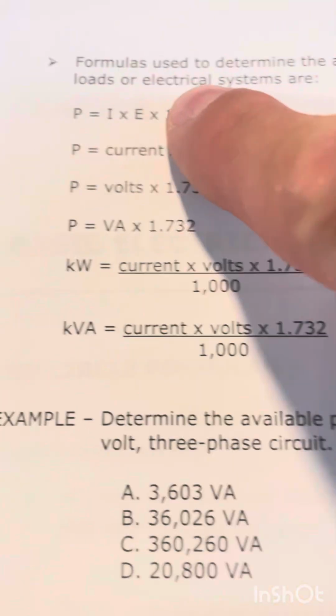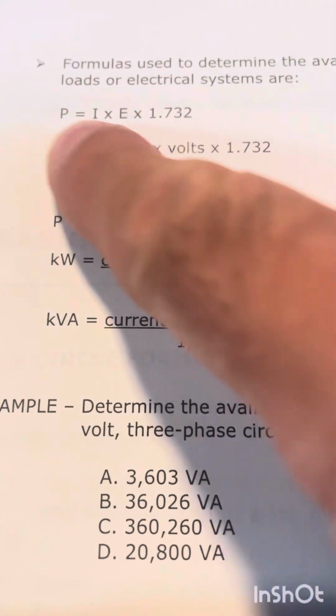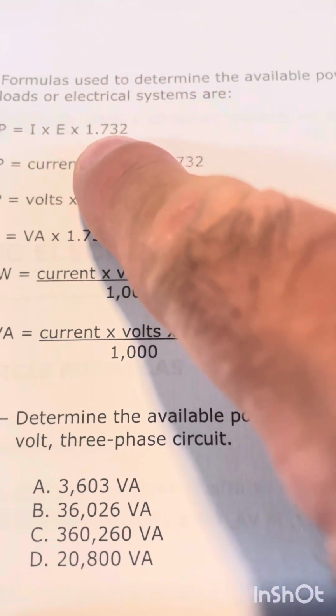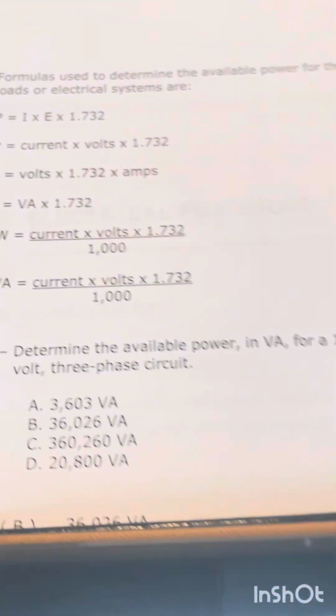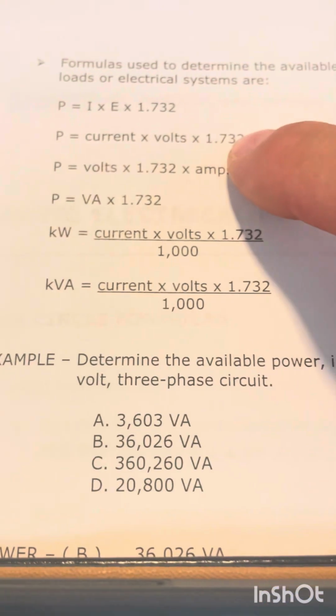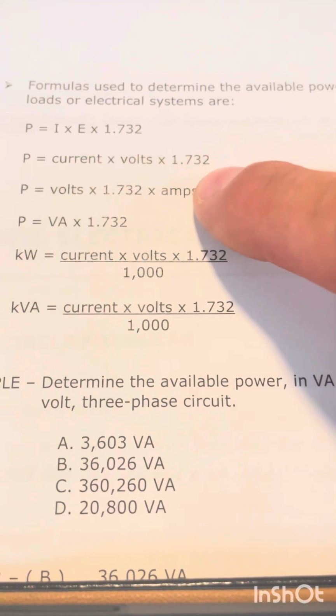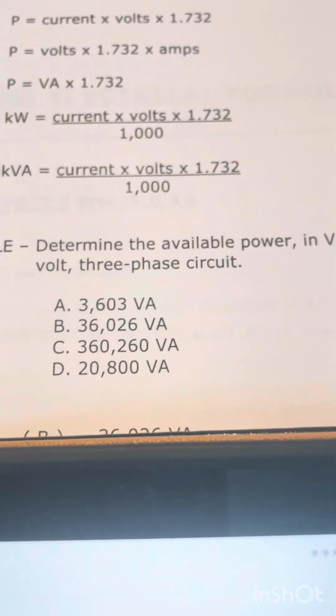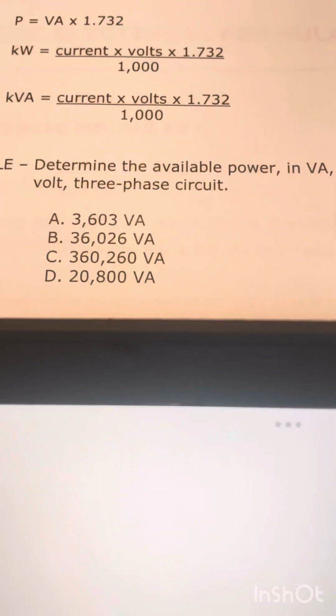Now, let's say you have a three-phase system. Formulas used to determine the available power for three-phase circuits, loads, or electrical systems are. So it's basically the same, but then you multiply it times 1.732. And anytime it's a three-phase system, for voltage drop or other calculations, you will always use this number, 1.732. Got it?